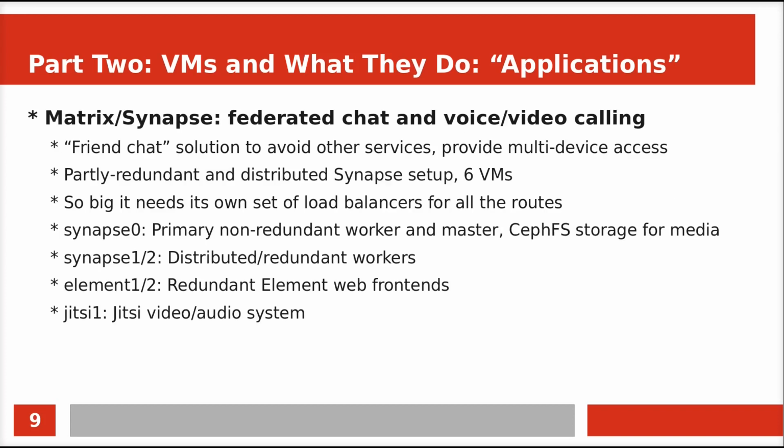So the first application, and these are both in order of use and in order of size to some degree. So first up is Matrix Synapse, which is federated chat and voice video calling. So this is kind of one of the other really huge pieces of infrastructure, I say it in the third point there, it was so big it needed its own set of load balancers even. But yeah, this is kind of the biggest service I run in terms of complexity.